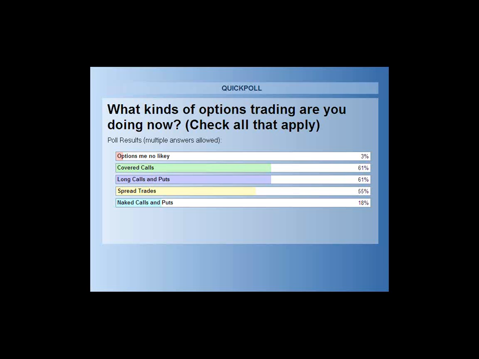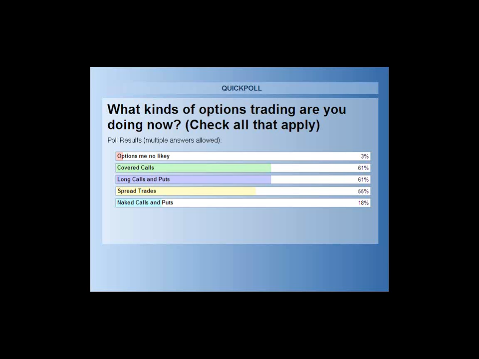And I think you're in the right place because this method teaches you how to protect against the losses you might suffer with covered calls or even with naked puts, even with the spread trades. We'll discuss that when we get into the trade simulator tool. We have a tie here for number one. 61% of you are trading covered calls and using long calls and long puts.